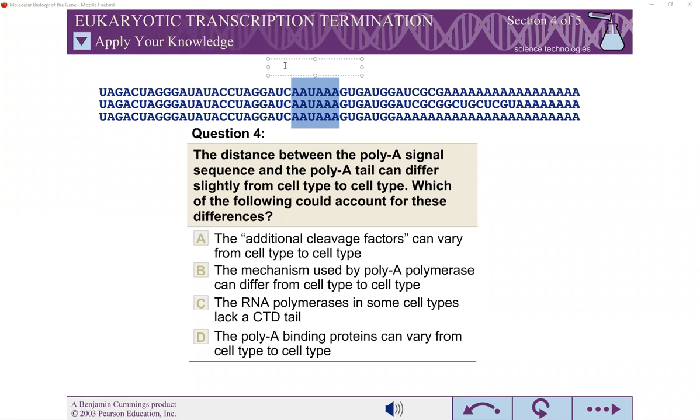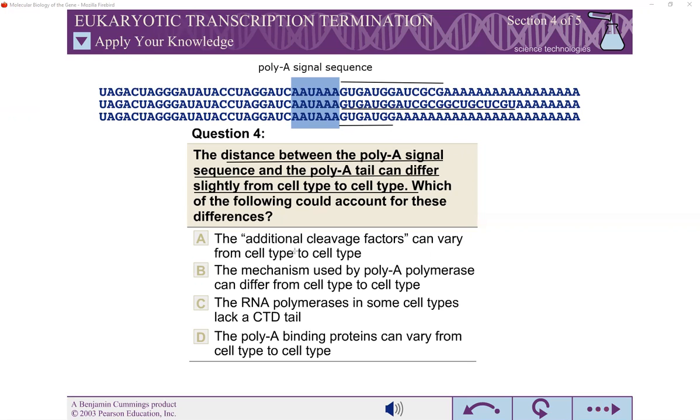This is referred to as the poly A signal sequence. Just look here. Which of the following could account for these differences? The distance between the poly A signal and the poly A tail greatly differs. This is the first distance, and here the distance is just this much. In the second case, the distance is very large.